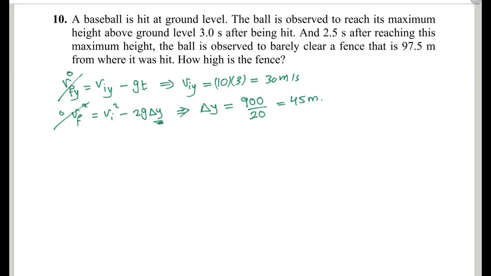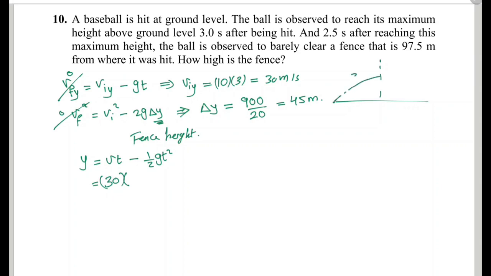Now, to calculate the fence height, let's find y equals v t minus half g t squared, or 30. Now the time is, remember, a symmetric equation. So if we throw the baseball like this, it takes 3 seconds to reach the maximum height and another 3 seconds to reach the ground.